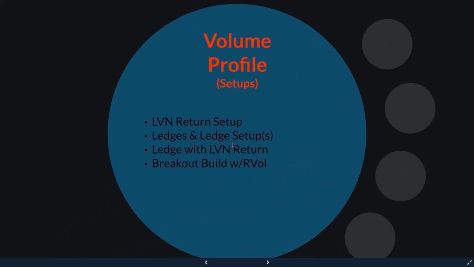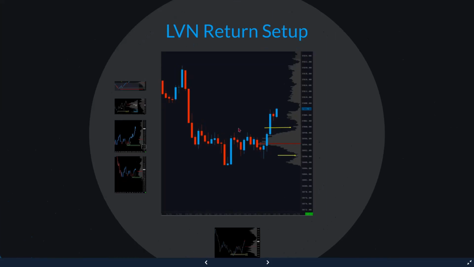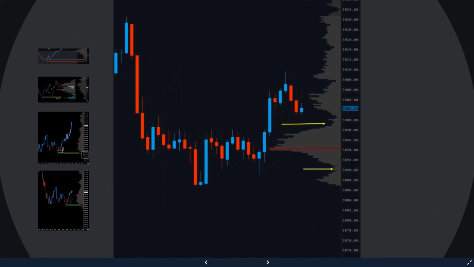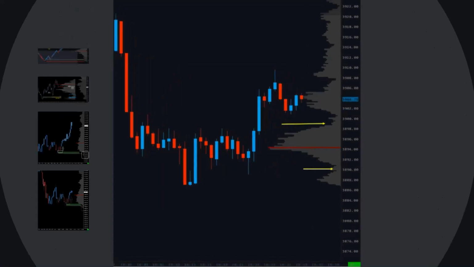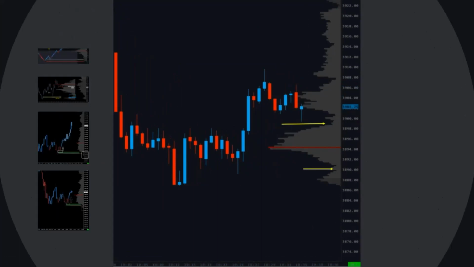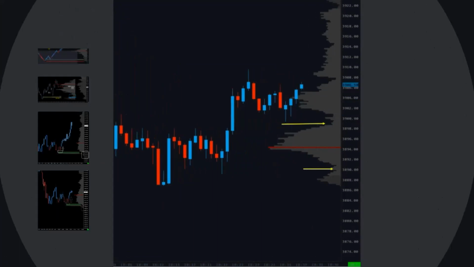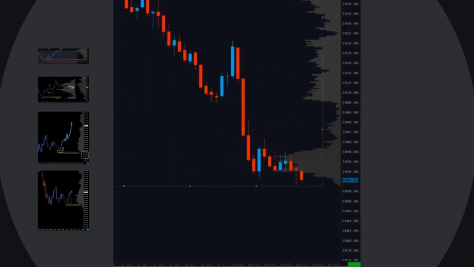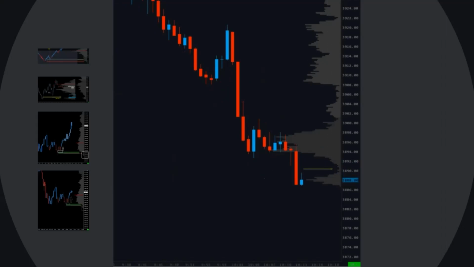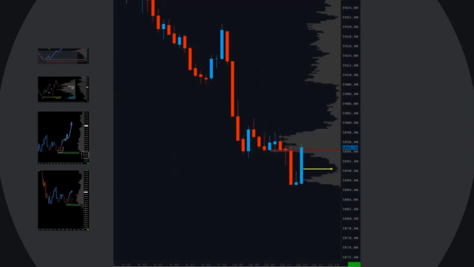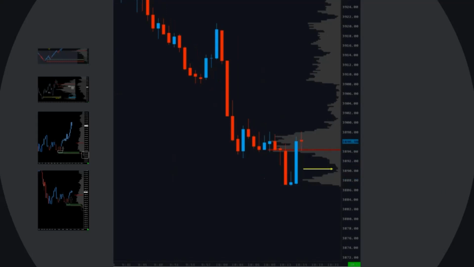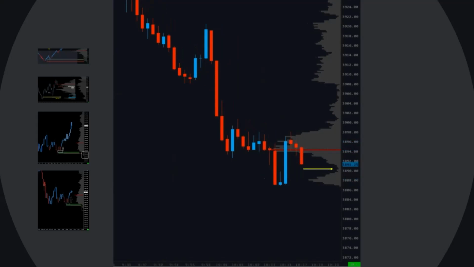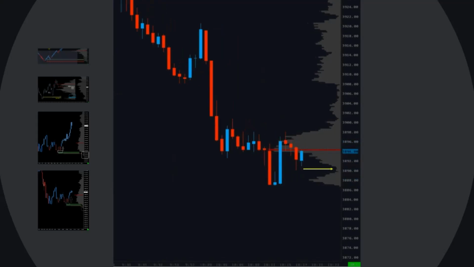Now into the nitty-gritty: LVN return setup. Here in this example, you're going to see this reset here, then the LVN return setup. Gaining a thorough understanding of this is paramount to what we're going to be talking about a lot. The LVN return setup typically emerges during a potential exhaustive move in the price activity, is characterized by a small high volume node, like you see there, and it's met with an initiative counter auction. So the formation of the LVN and emergence of the counter auction is important.